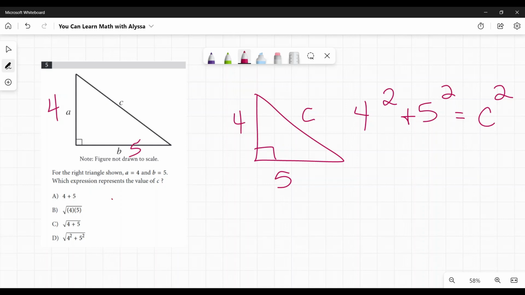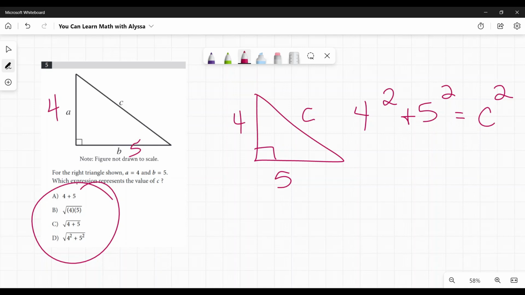Now, if you look at our answers, and I do encourage students to always look at the answers before you go into the problem, because you kind of know what target you're shooting for. In this case, they are not asking for a precise value. They're asking for an expression.